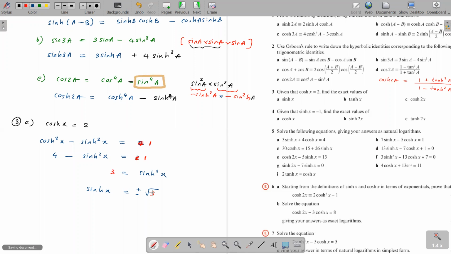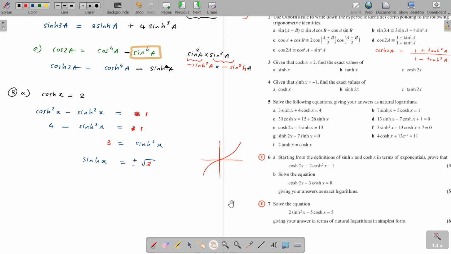And according to the sine x graph, it's important that when you're working with these kinds of expressions, you remember the graphs of sine, cos, tan, because you know their range and you know what values are possible and not possible. So according to the sine x graph, both these values are possible, because this is the shape of the sine x graph, and sine x can be equal to positive root 3 and negative root 3. Okay, so that will be helpful to you guys.